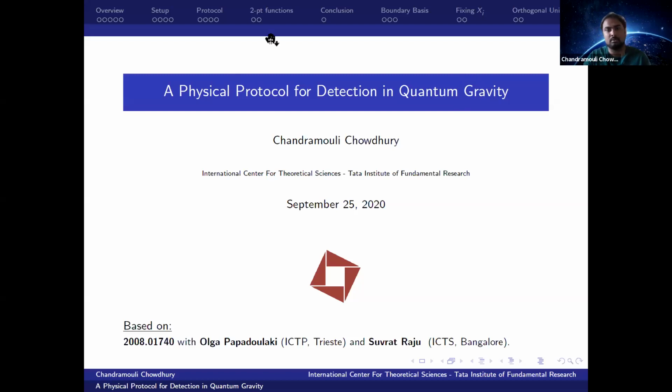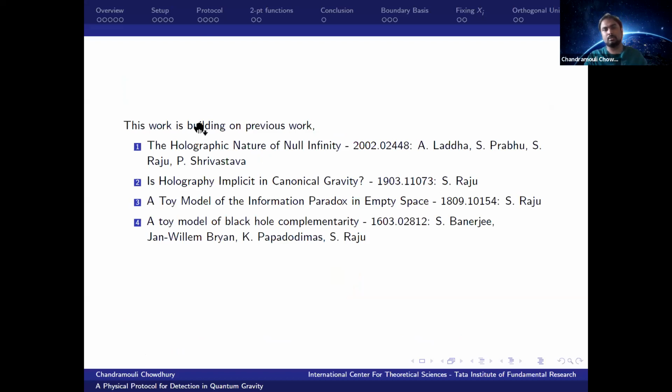Right. Okay. First of all, thank you very much for giving me this opportunity. As you see, my title is a physical protocol for detection in quantum gravity, and all of it is going to be based on this particular paper, which we wrote last month with Olga and Subrat. So let me start. This particular work is building on mainly these set of 4 papers and some work by other people, but it's mostly these 4 papers.